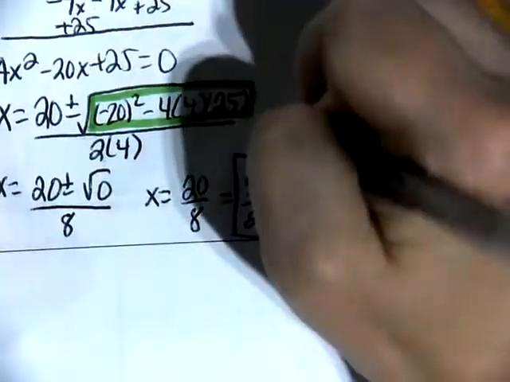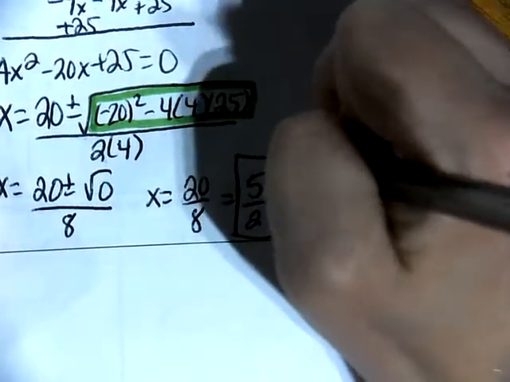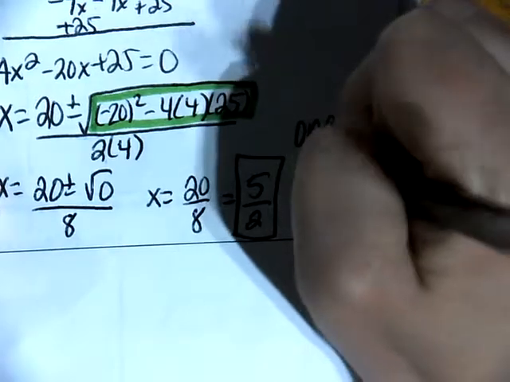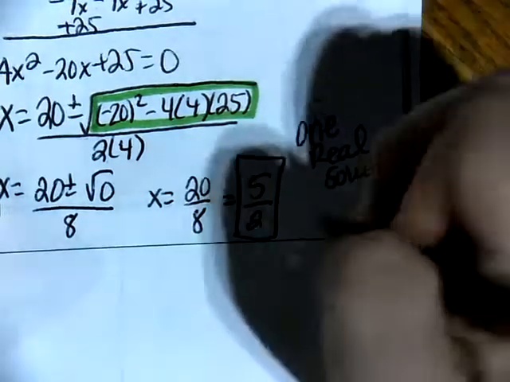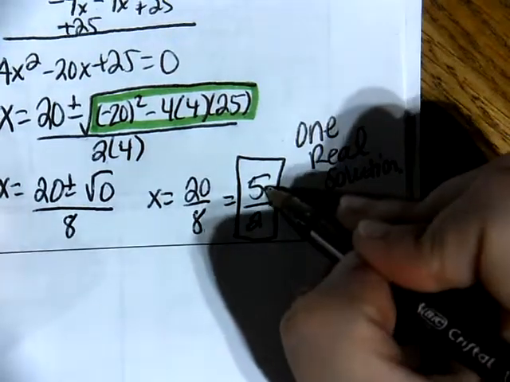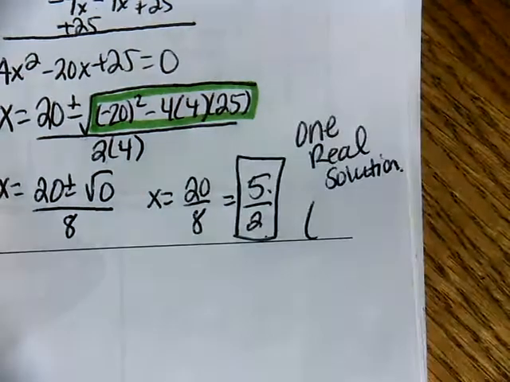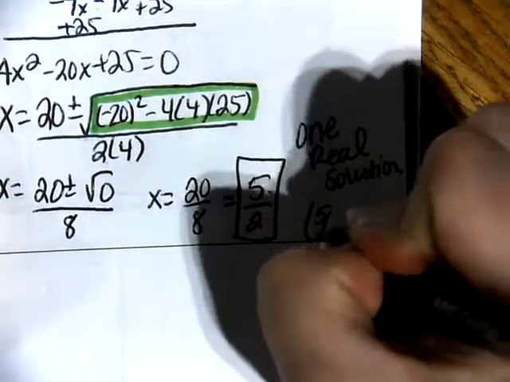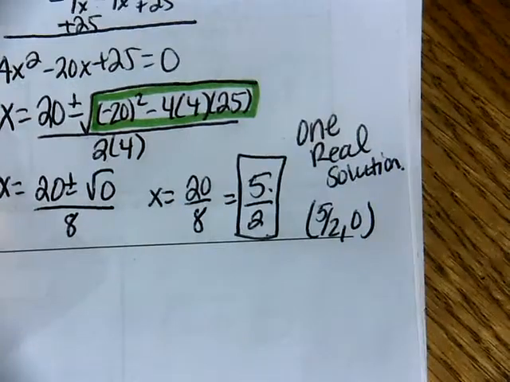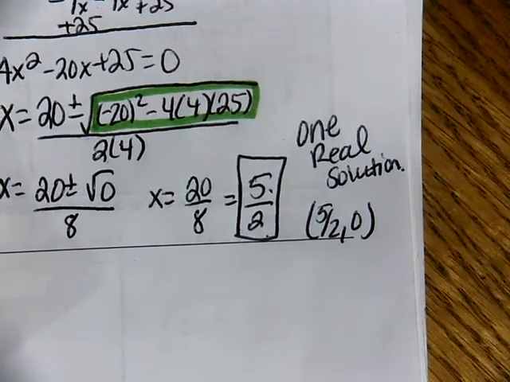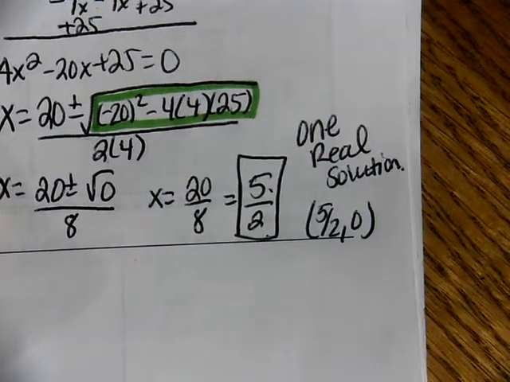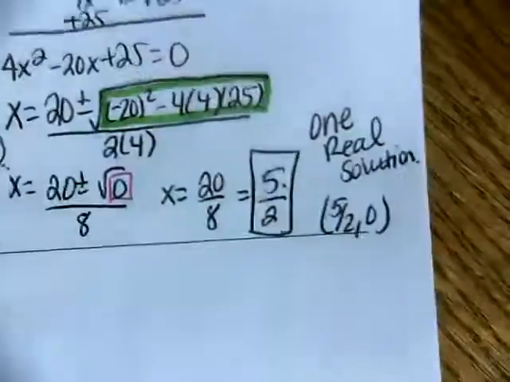This is one real solution. X equals 5/2 is our 0. It's our solution. It's our root. And 5/2, 0, would be our x-intercept. So we ended up with one real solution. Look at what that number ended up being. It ended up being 0.